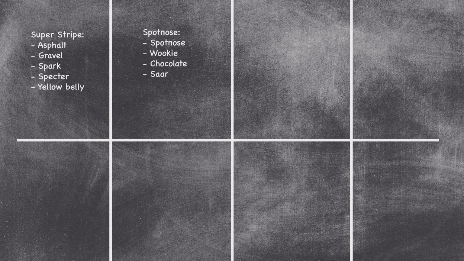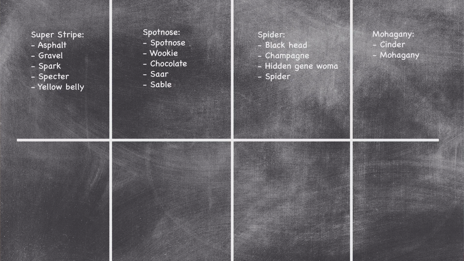On to the complexes. In the superstripe complex, we have the asphalt, gravel, spark, spectre, and yellow belly. In the spot nose complex, we have spot nose, Wookie, chocolate, SAR, and sable. In the spider complex, we have blackhead, champagne, hidden gene woma, and spider. In the mahogany complex, we have cinder, mahogany, and stranger.